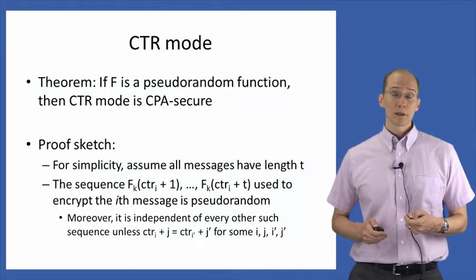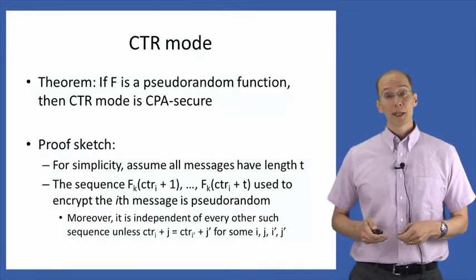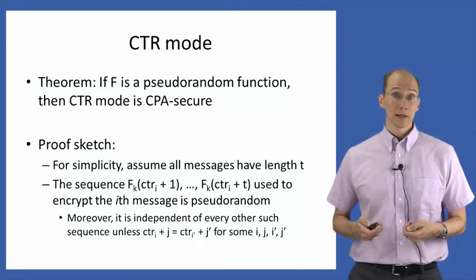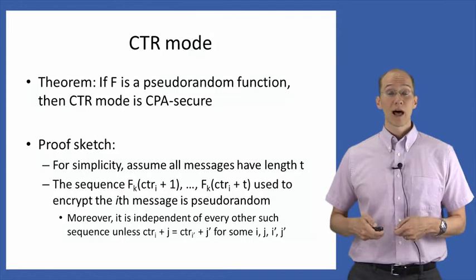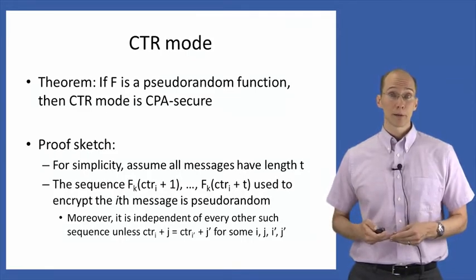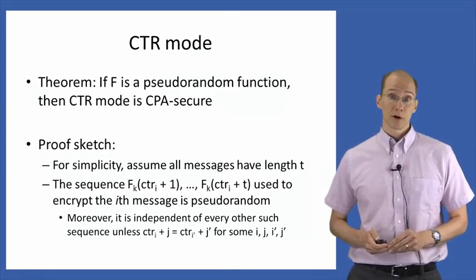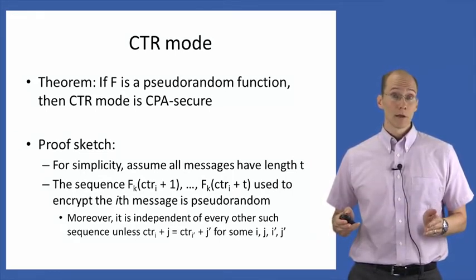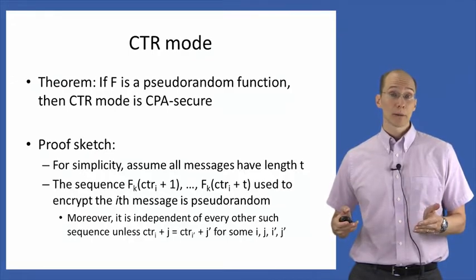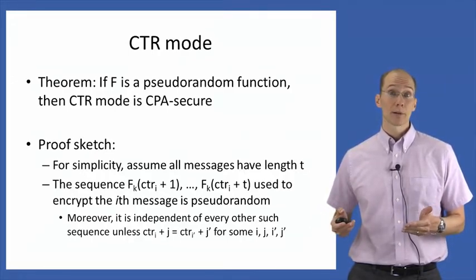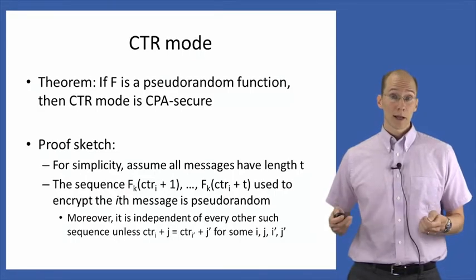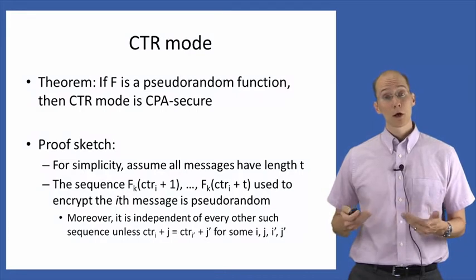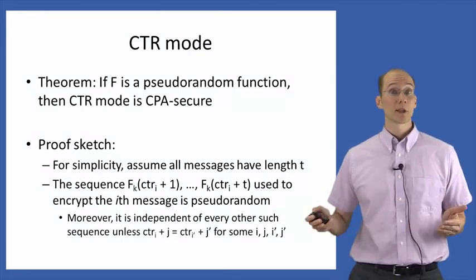Now, when we encrypt the ith message, the sender chooses a counter that I'll refer to as counter_i, and then uses the values counter_i plus 1 up through counter_i plus t as inputs to the pseudorandom function. What you can observe is that the sequence of outputs, the values f_k of counter_i plus 1 up to f_k of counter_i plus t, is pseudorandom when looked at in isolation. This is just because we're applying the pseudorandom function to a sequence of distinct inputs.